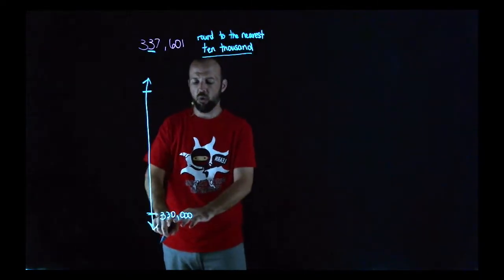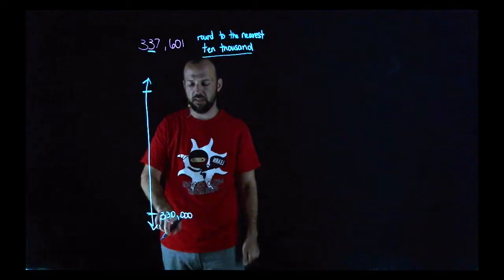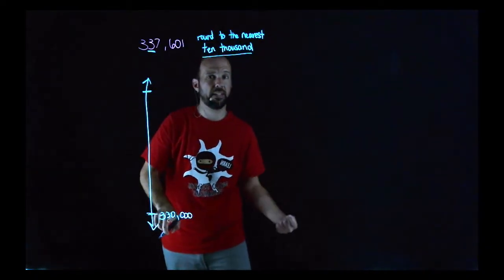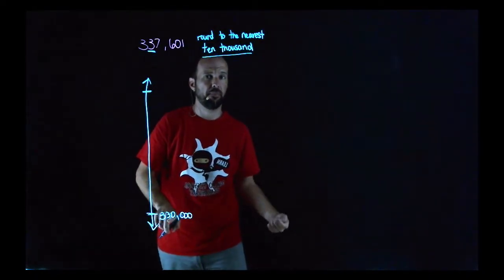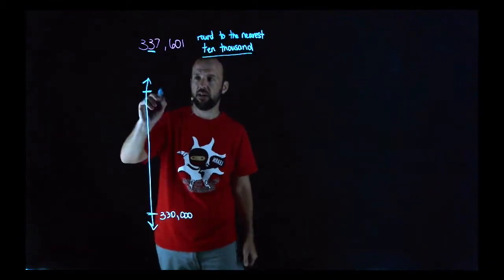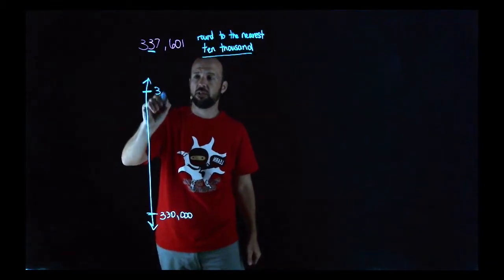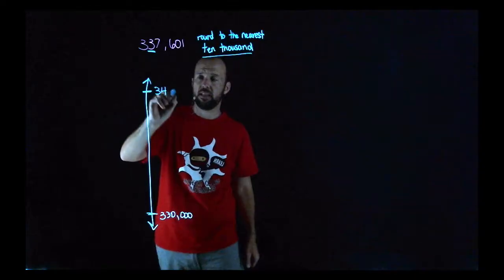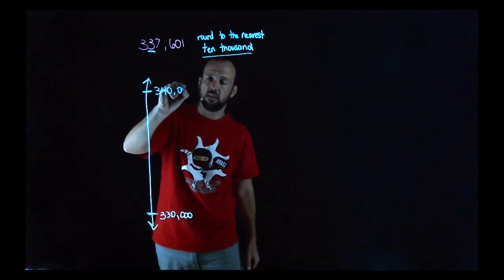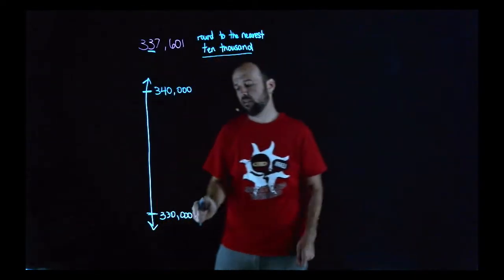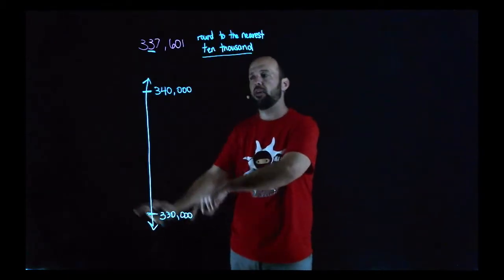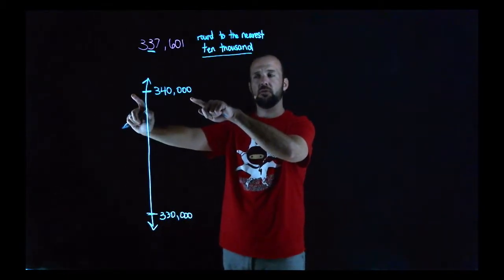So if I was going to add 1 10,000 to this, I have 3 10,000s right now. If I was going to add 1 10,000 to it, that would give me what? 4, right? I would have 4 10,000s. So I would still have 300,000s, 4 10,000s, and everything else would be the zeros. So my low point here is going to be 330,000. My high point is going to be 340,000.